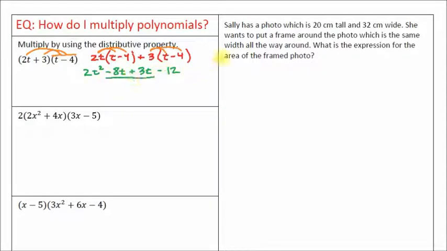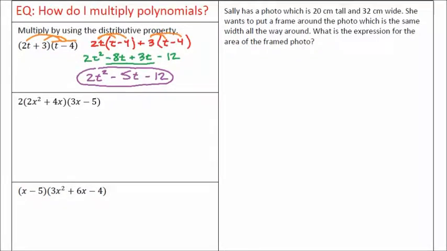And now you'll see here is we've got a squared term, a t term, and a negative 12, a constant. These two middle terms are like terms because they both have the same variable with the same exponent, which in this case is just 1. So now we can write our final answer. This is going to be 2t squared, negative 8 plus 3. So negative 8 plus 3 is negative 5. Again, if you struggle with negative numbers, use your calculator to solve that. Negative 8 plus 3 is negative 5, so negative 5t, because that's a like term, and then we're going to write the negative 12. So there is our answer when it asks us to multiply by using the distributive property.